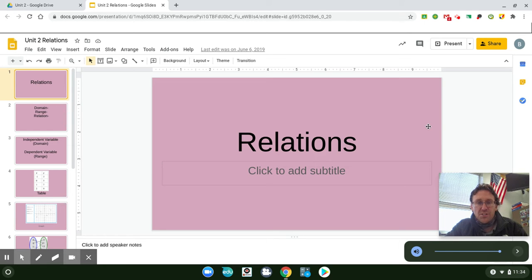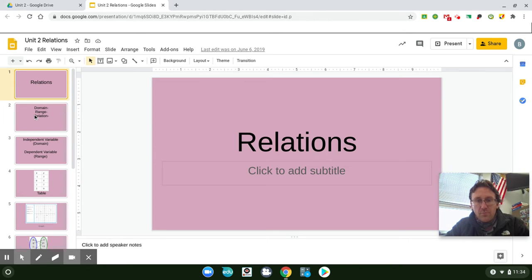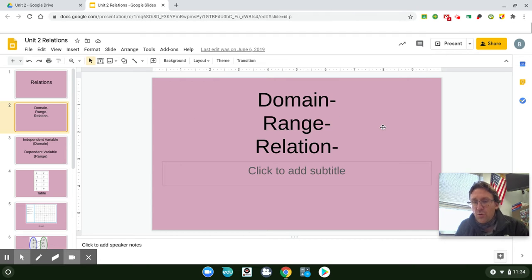Okay, relations. Domain. Domain is the x values. Range is the y values. And a relation is a set of ordered pairs. So (2, 0), (3, 5), (6, 2). That's a relation.